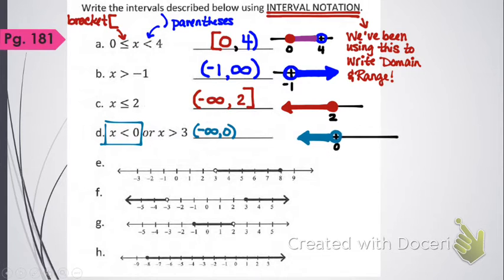Okay, let's go look at the other one. X is greater than 3. Would 3 be to the left or the right of 0? To the right. Open or closed circle at the 3? Open. And shaded which way? Shaded to the right.